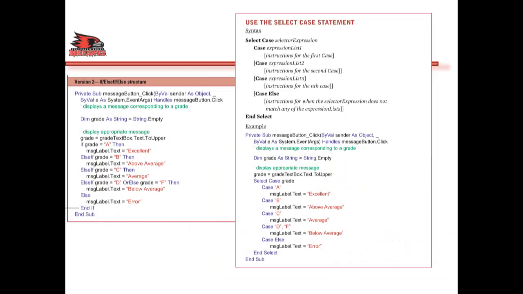So here's the if else structure on the left, and on the right the same application but using a select case statement. It starts off the same way, defining the string grade, assigning whatever is in the grade text box to grade, and the text box text is first converted to uppercase and then assigned to grade, to avoid any errors due to lowercase or any other issue.